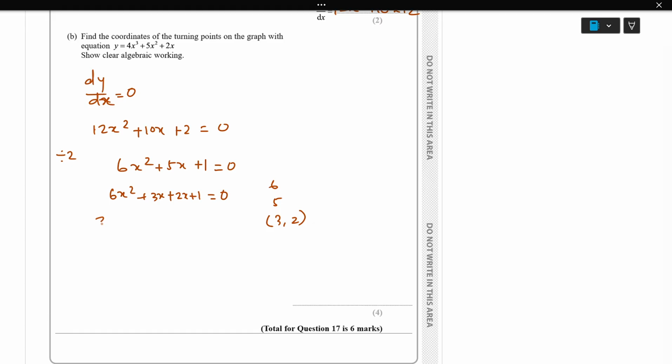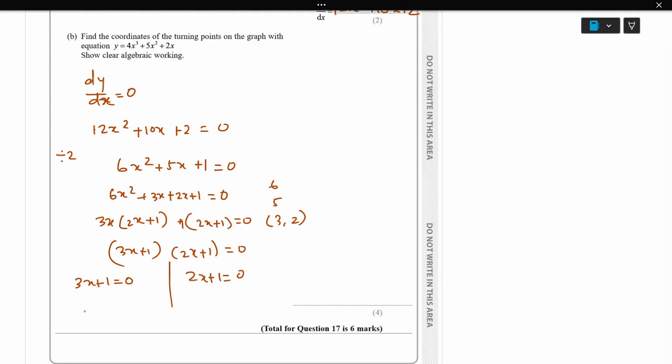3x, bring it out, so 2x plus 1; then the second group is plus 1, equal to 0. So 3x plus 1 and 2x plus 1 equal to 0. Next, 3x plus 1 equal to 0 or 2x plus 1 equal to 0. From here 3x equal to negative 1, so x equals negative 1 by 3. Here 2x equal to negative 1, so x equals negative 1 by 2.